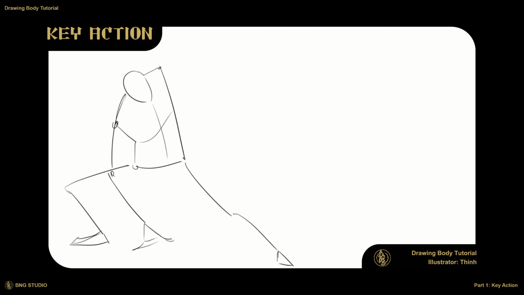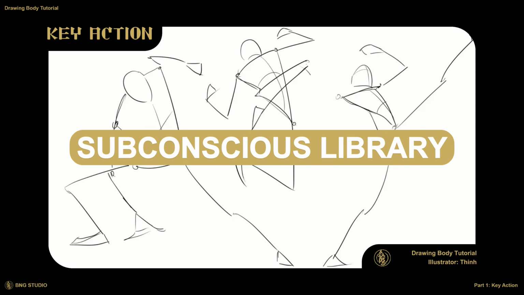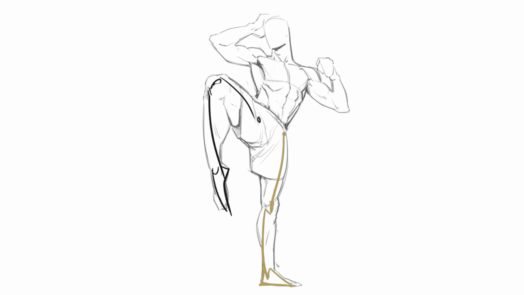Today we'll continue describing the figure through the key action method, focusing on capturing the figure and motion lines, instead of getting bogged down in unnecessary details such as anatomy, fabric flows, accessories, and so much more. This method helps build body movement, understanding the subconscious library, rather than just copying pictures.